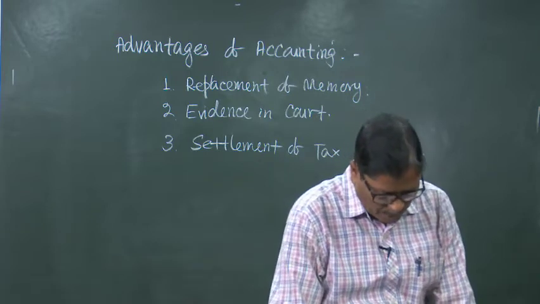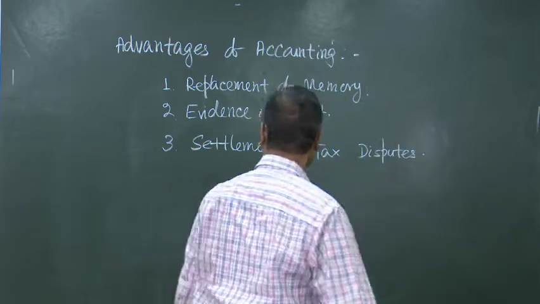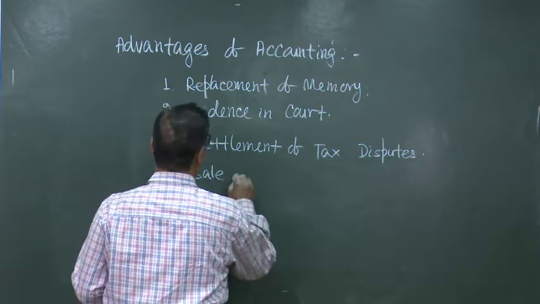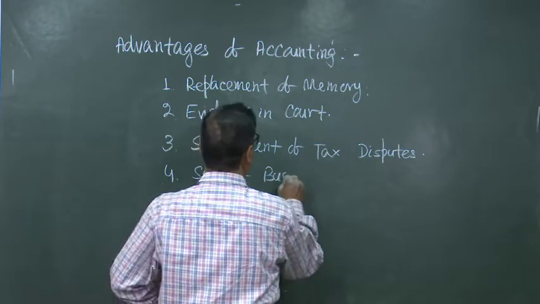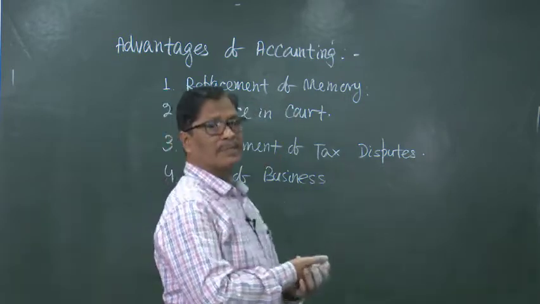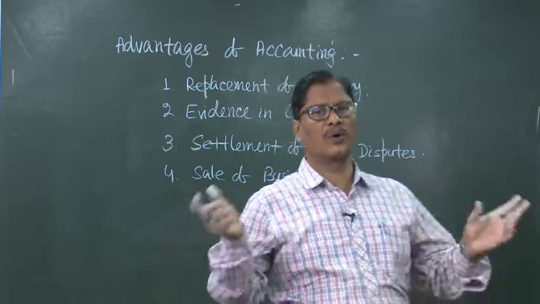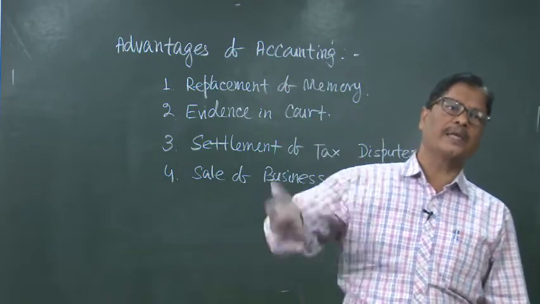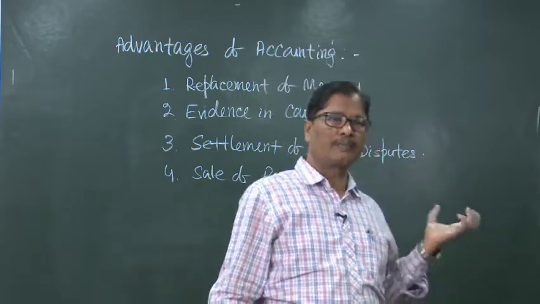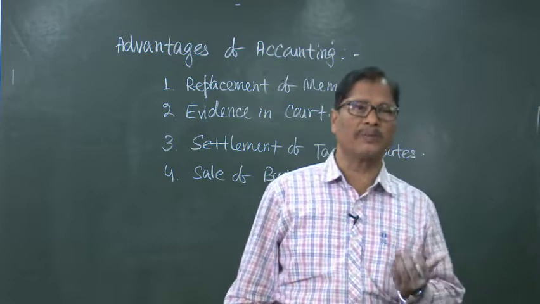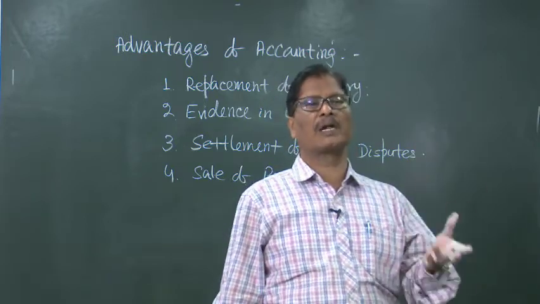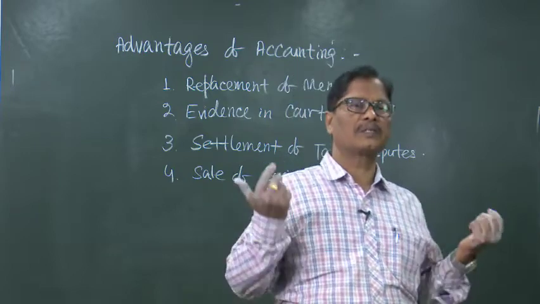Number 4 is sale of business. At the time of sale of the business, when your business will be sold by yourself to somebody else, to some other parties, then you can show them these accounts: these are the profits we are making, these are the assets we are having, these are the liabilities which we are having. So you have to give us this much of amount.